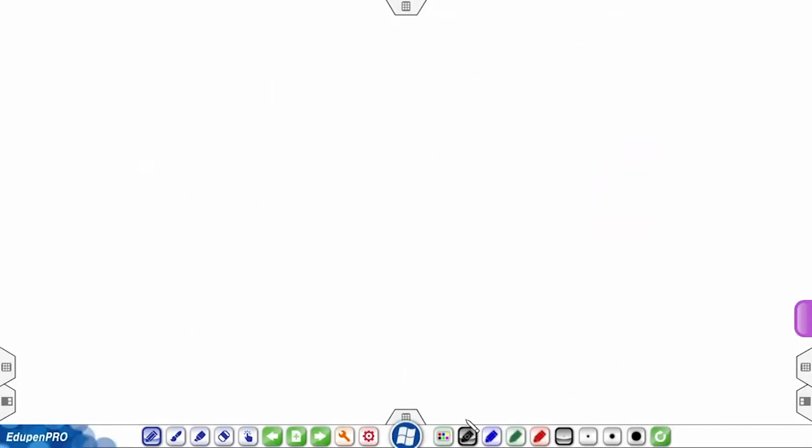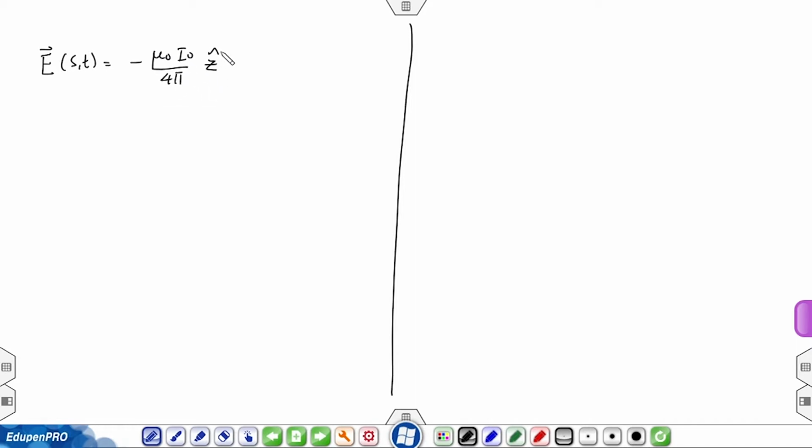So, when you do that, you get E of s, t equals minus mu naught I naught over 4 pi, in the z direction, summation over i of 1 over modulus of partial f partial z prime at z prime equals z naught i, times 1 over square root of s square plus z 0 i square. That is going to be your answer.